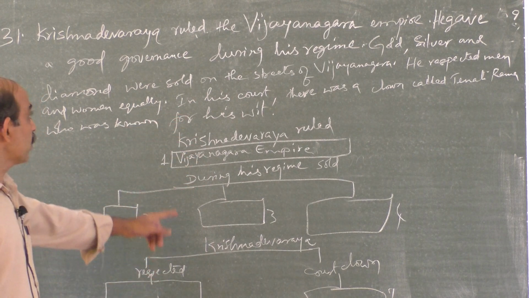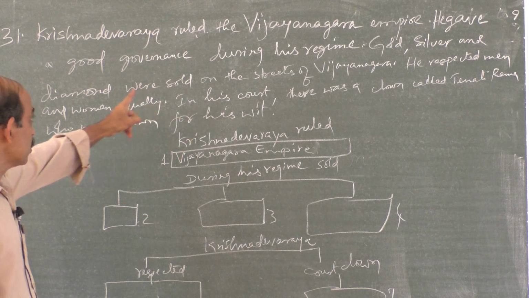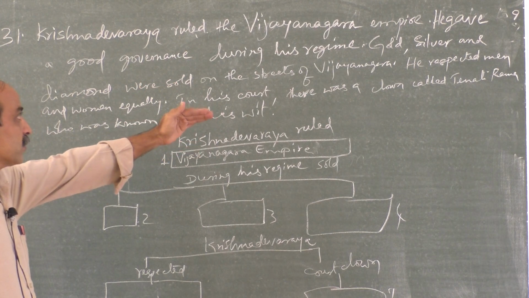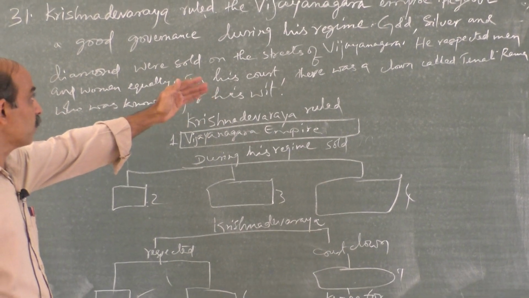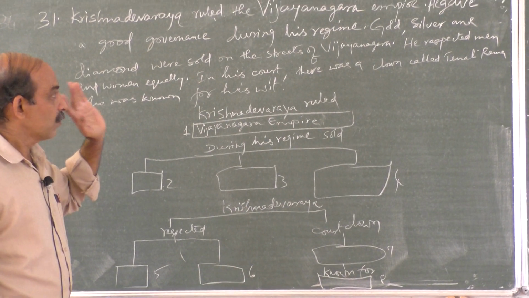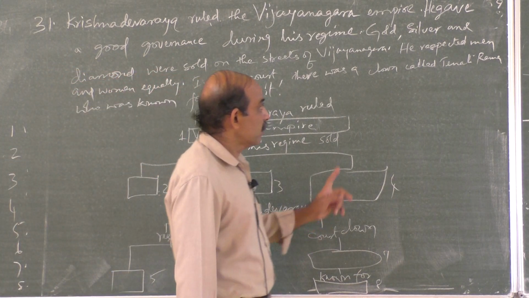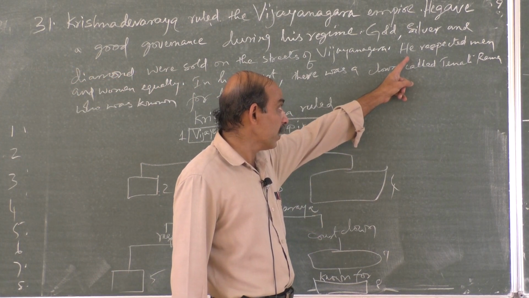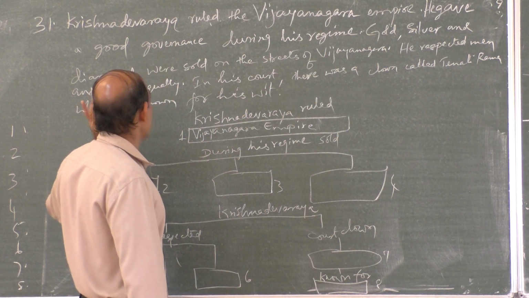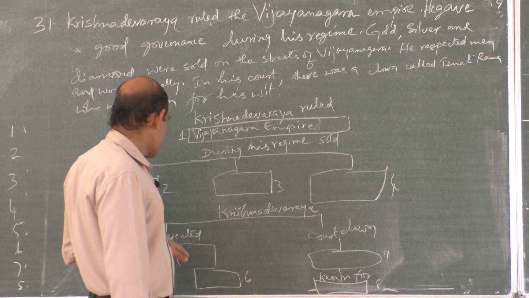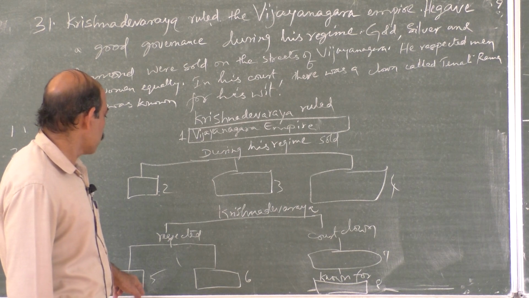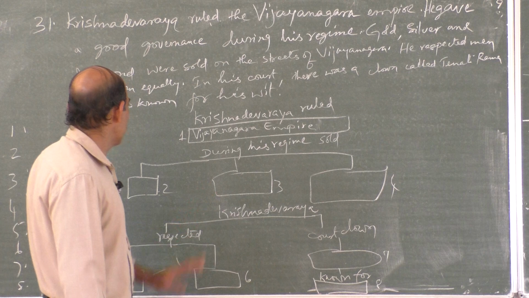Then Krishna Devaraya respected. He means Krishna Devaraya; no other person appears after Krishna Devaraya till now, after 2 sentences you don't get any other person there. I am speaking of my students who sometimes get confused, that is why I keep telling this again and again. He respected means Krishna Devaraya respected men and women equally. So the fifth one is men, the sixth one women.